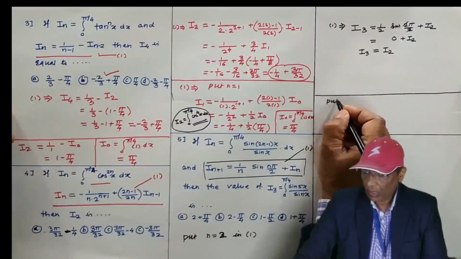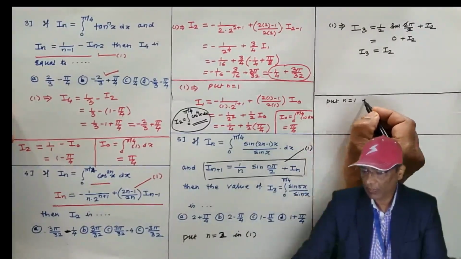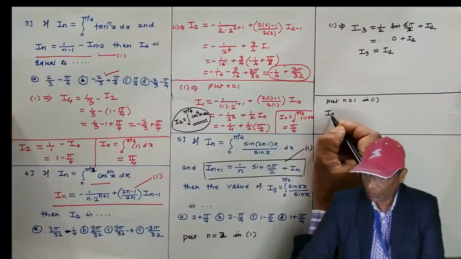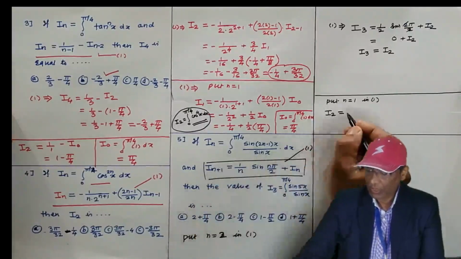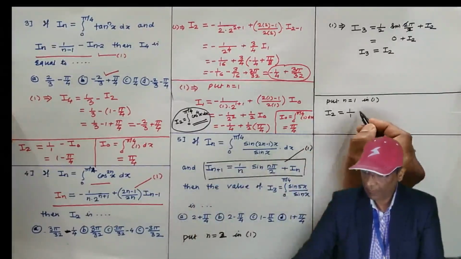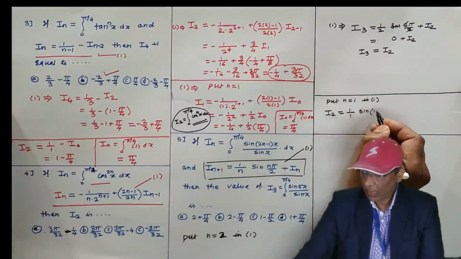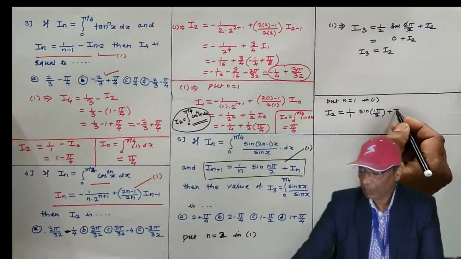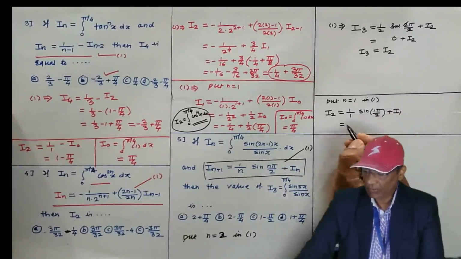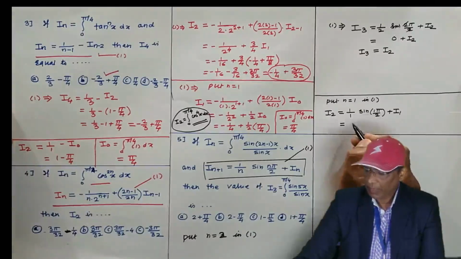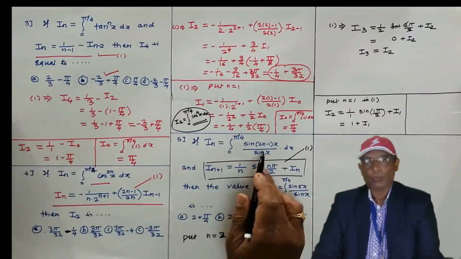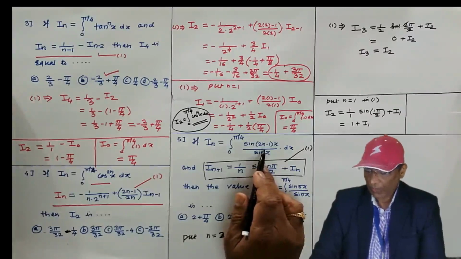This is the reduction formula for I_(n+1). So put n equal to 1 in equation 1 so as to get I2. Means I2 is equal to, 1 plus 1 is 2, 1 by 1 sine (n pi by 2) is 1, pi by 2. I am putting n equal to 1 plus I1, and this equals sine pi by 2 is 1 plus I1, and find value of I1 from this equation.